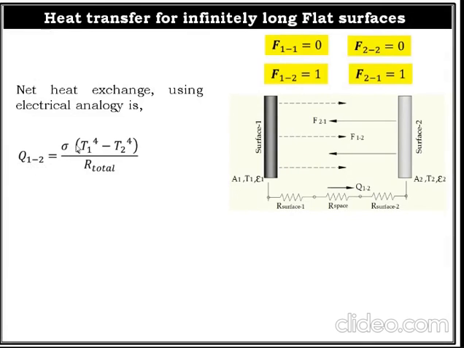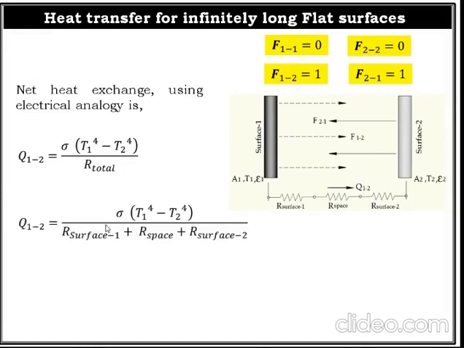So sigma T raised to the power 4. Here T1, because considering 1 to 2, so T1 raised to the power 4 minus T2 raised to the power 4 divided by total resistance. This is our generalized formula. Now total resistance consists of surface resistance 1 plus space resistance plus surface resistance 2.